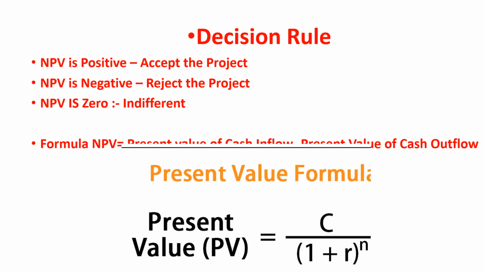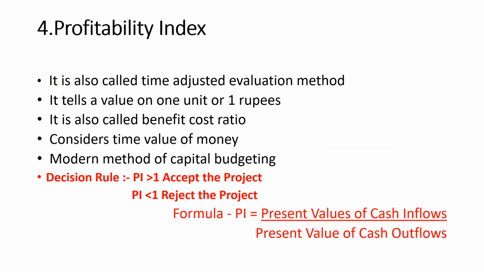So here if the NPV is positive, the project will be accepted. If the NPV is negative, the project will be rejected. And if the NPV is 0, we are indifferent and will consider some other factors. So the formula to determine NPV is present value of cash inflow minus present value of cash outflow. Okay, the present value factor is equal to C upon (1 plus R) raised to power n. Okay, I hope it's clear.